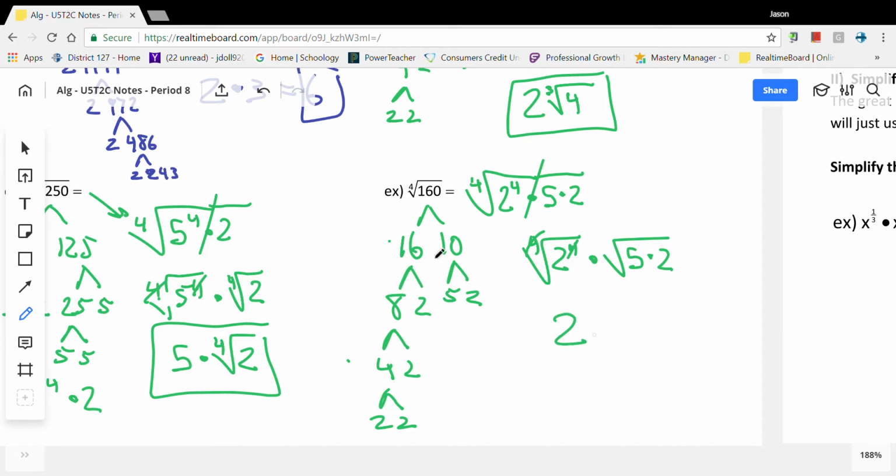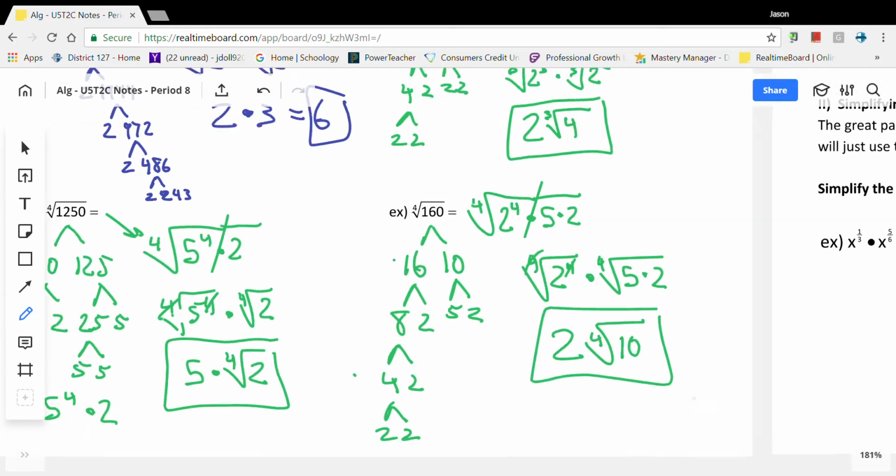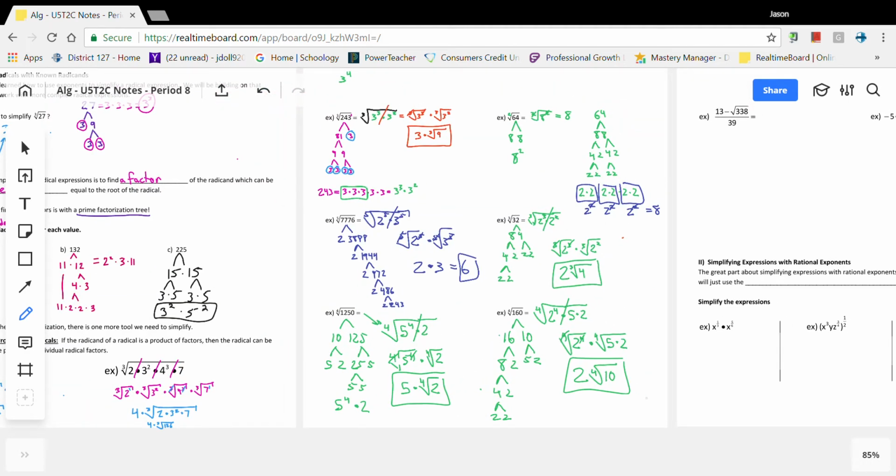So we'll end up with 2 times this 4th root, sorry, let me get the 4th root in there, 4th root of 10. All right, I know I went through those kind of quick, but you can obviously go back and watch my steps there.